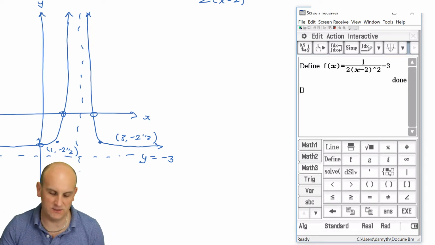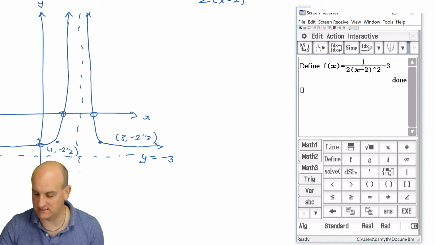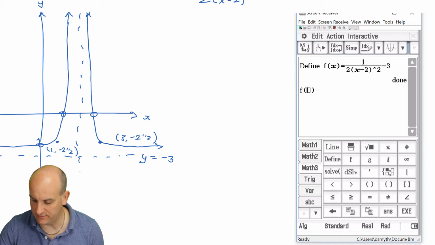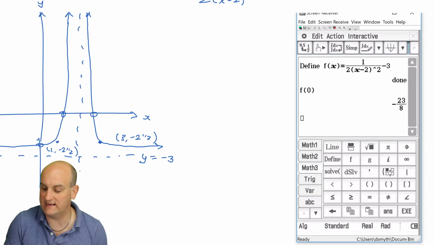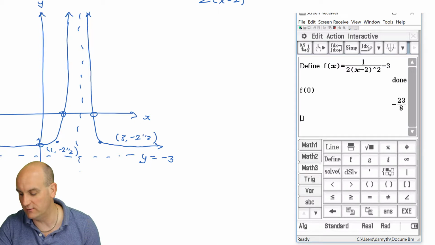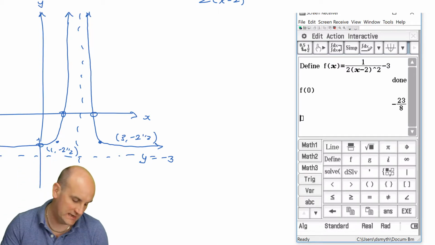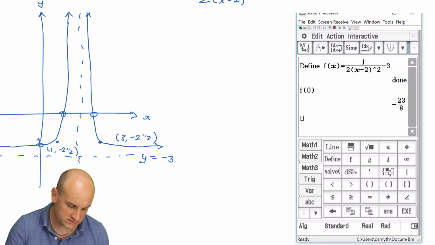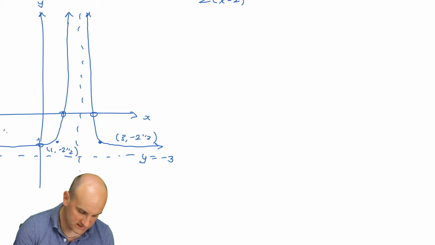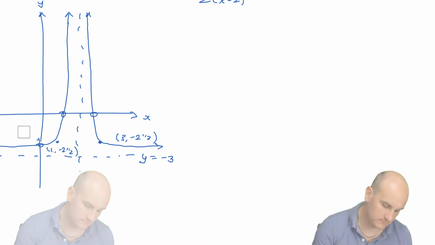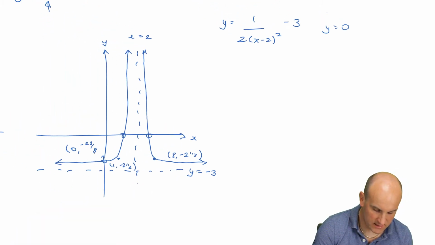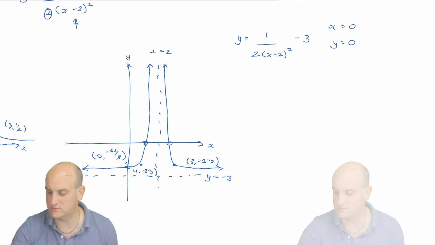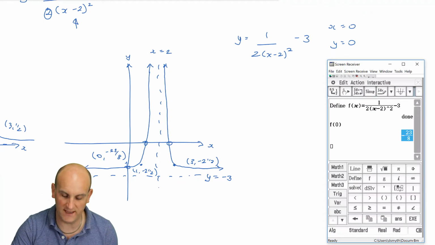And so, what am I going to do now? Well, first thing I want to do is find out the value when x equals 0. And using my CAS, that is incredibly simple because I just go, what is my function of 0? When x equals 0, what is my value? And out comes minus 23 on 8. That is just gross, but it works for me. So 0, minus 23 on 8. That was when x equals 0, otherwise known as my y-axis intercept.